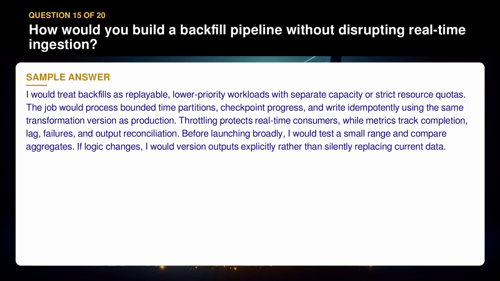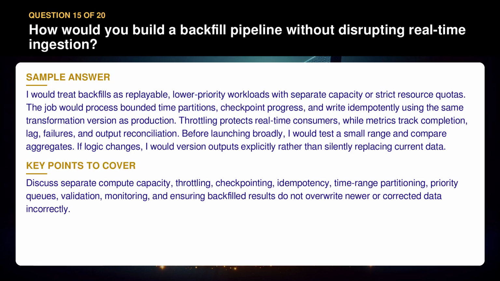Before launching broadly, I would test a small range and compare aggregates. If logic changes, I would version outputs explicitly rather than silently replacing current data. Discuss separate compute capacity, throttling, checkpointing, idempotency, time range partitioning, priority queues, validation, monitoring, and ensuring backfilled results do not overwrite newer or corrected data incorrectly.